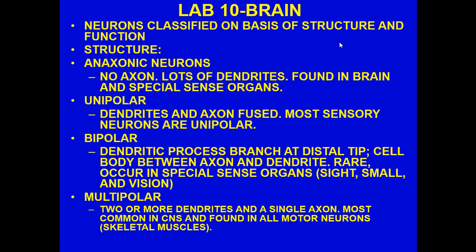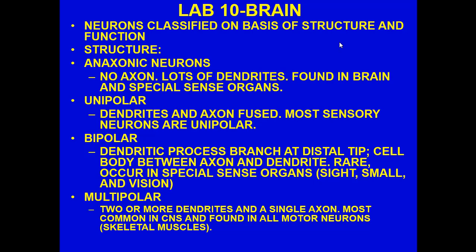neurons are classified on the basis of structure and function. You're going to note here that the classification is based on whether they have an axon or not. This is for neurons. Anaxonic means that there's no axon. Lots of dendrites are found in the brain and special sense organs, but no real axon to speak of. Unipolar neurons have dendrites and the axon kind of fused together. The actual soma, the cell body, is kind of put on the side. You'll see this in a minute. Most sensory neurons are unipolar.